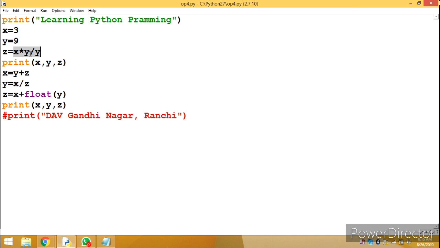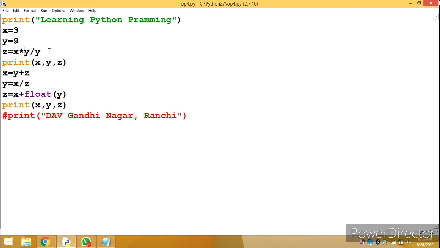If you want z as y by y, 9 by 9, that will now be float. The conversion gets executed first, then y by y. What is the value of y by y? Y by y is 1, and the value of x is 3. So 3 into 1 is equal to how much? Yes, got it? Similarly over here.